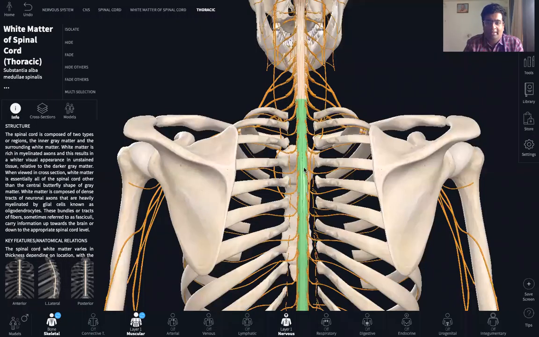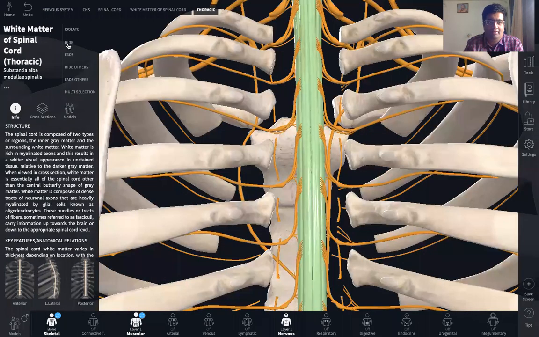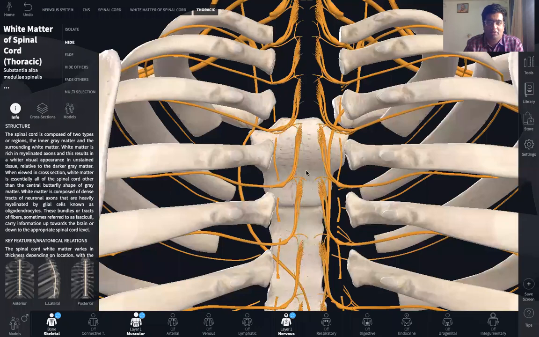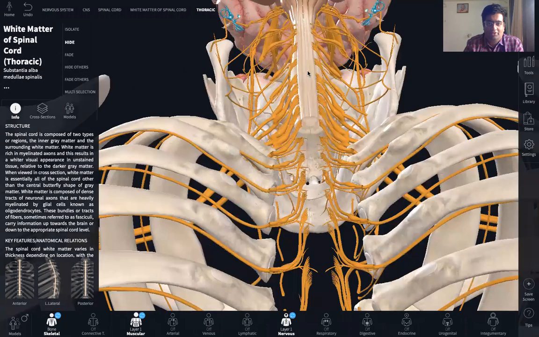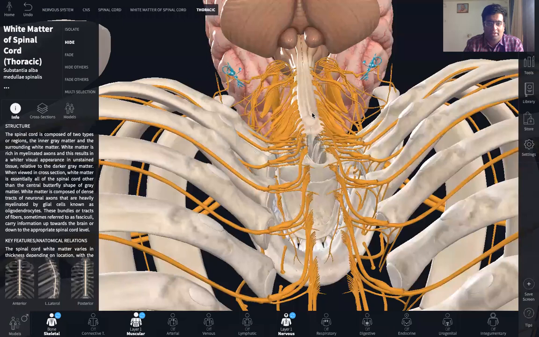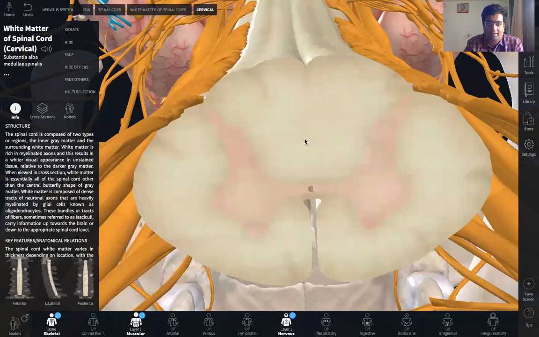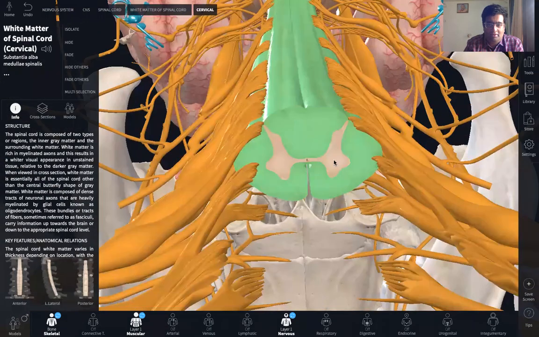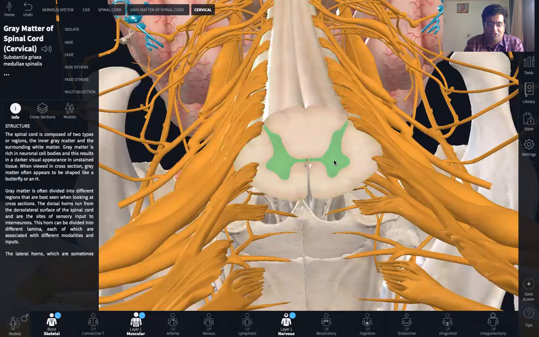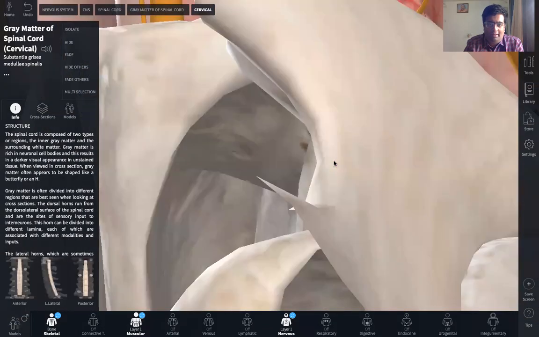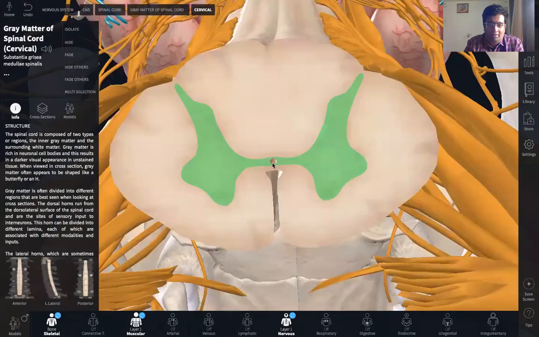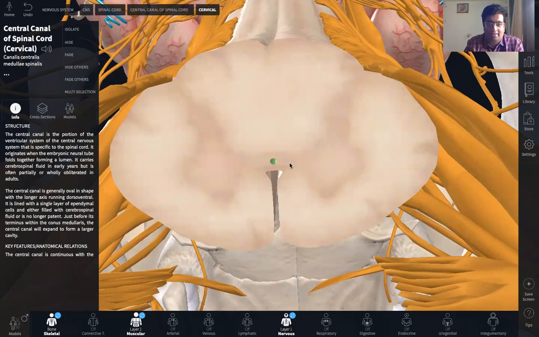So now what you see here highlighted is the white matter of the spinal cord. So the outer region consists of white matter. And when I hide this, and when we look at this cross section now, you can clearly see the outer region is the white matter, what is highlighted in green currently. And the inner region is the gray matter. And if I zoom in a little bit more, in the center of that gray matter, you can see this small canal. This is the central canal of the spinal cord.